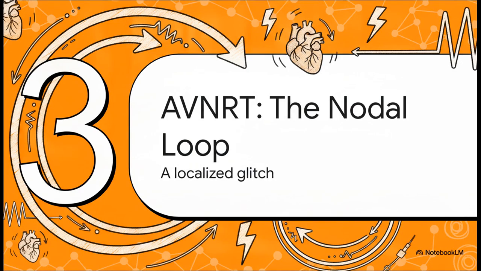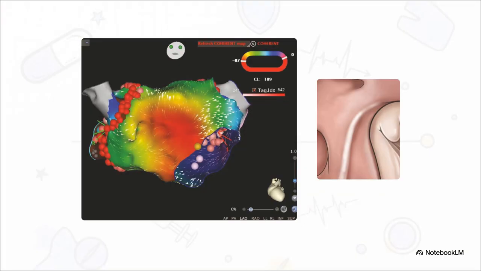Section 3. AV-NRT, the nodal loop. This is the single most common form of PSVT, making up about 60% of cases referred for catheter ablation. It's called AV nodal reentry tachycardia. Now, what's really interesting here is that in AV-NRT, the glitch happens right inside the AV node area. Instead of having a single pathway down, some people actually have multiple pathways for conduction into the AV node, typically a fast pathway and a slow pathway.